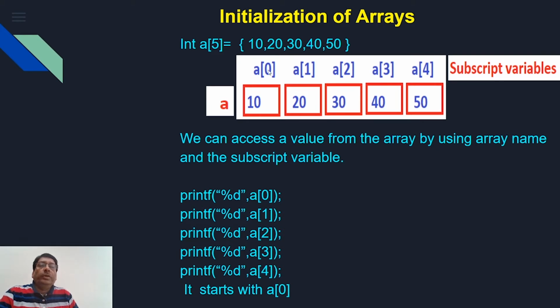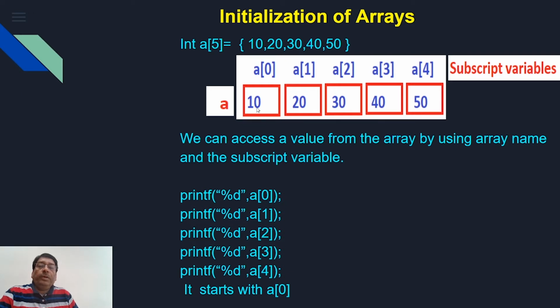so on. So these a[0], a[1], a[2], a[3], a[4], we are going to call them subscript variables. The name of the array is a, but if you want to access the first location, you cannot say a, you have to say a[0]. So always a[0] is going to be the first location in the array, and if it is an array of 5 elements, a[4] is going to be the last location, and so on. So we can access a value from an array by using the array name and a subscript variable.